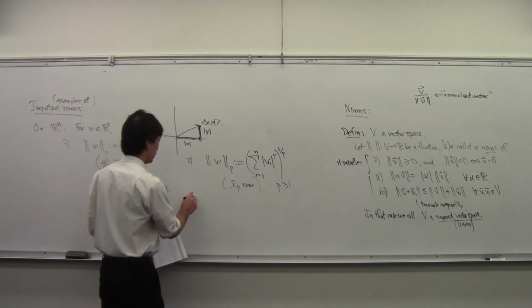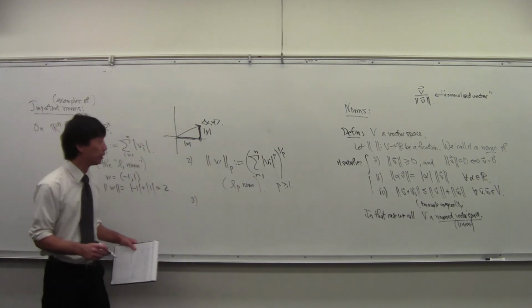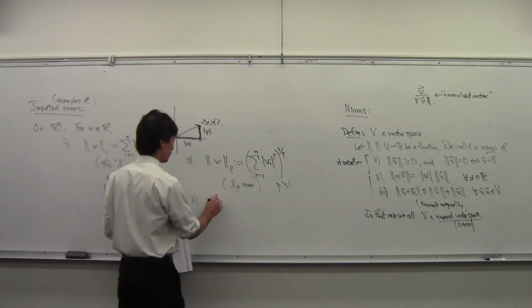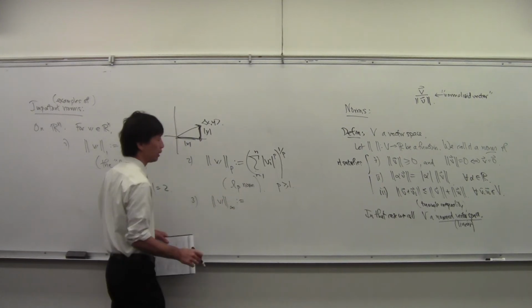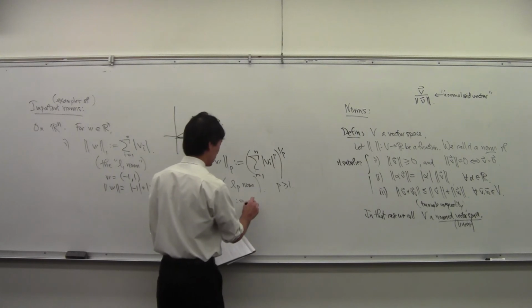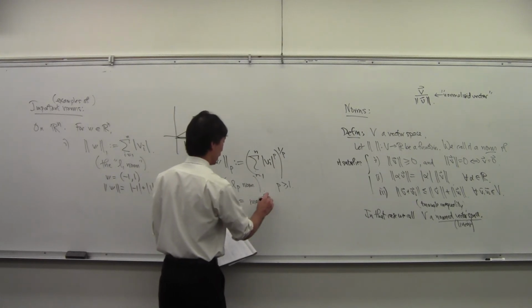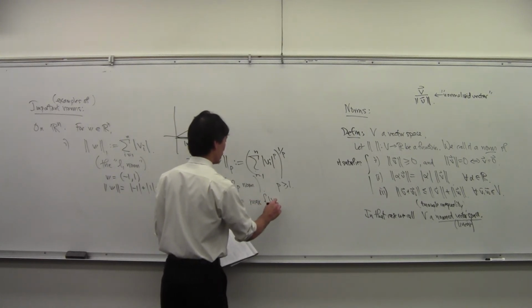There's another norm called the little L infinity norm, where you take the maximum of the absolute values of the entries.